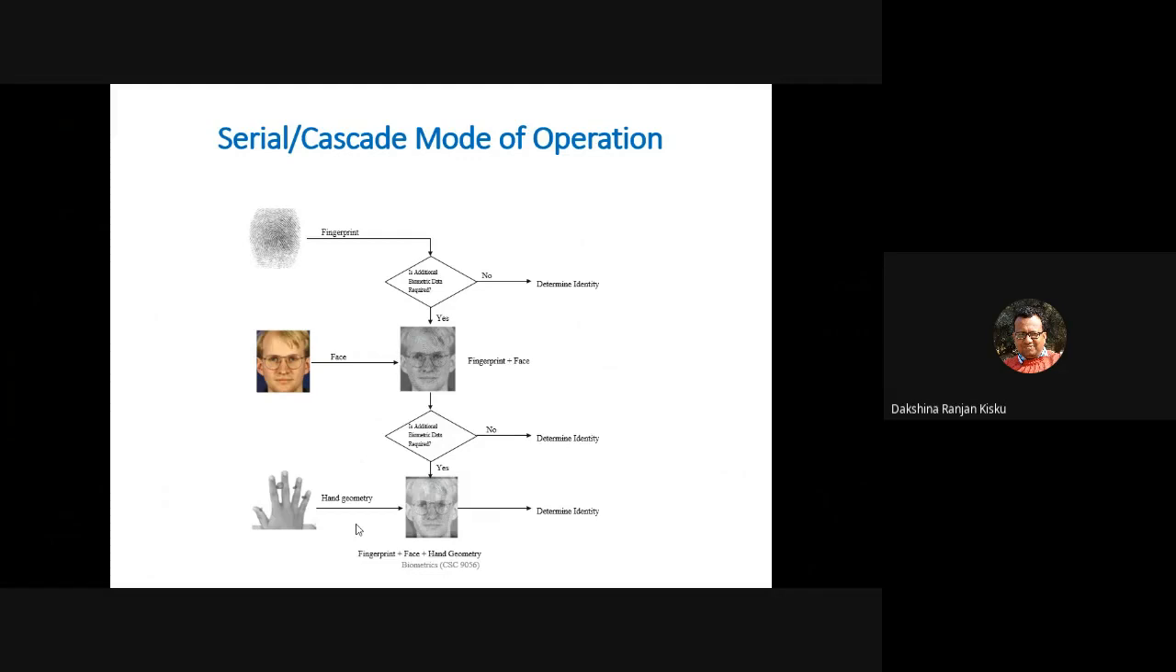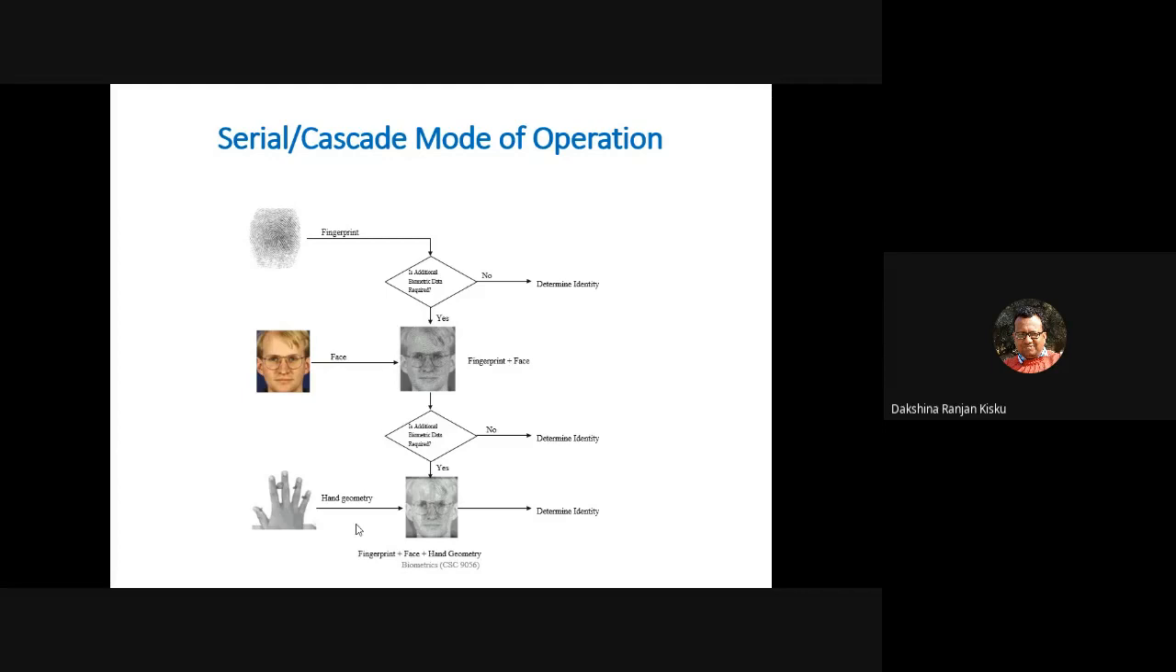Every biometric system produces some kind of proximity. Here we can see that three biometric traits are used: fingerprint, face, and hand geometry. For fingerprint, we are asking whether additional biometric data is required. Putting this multiple number of biometric traits together for authentication or identification, we can use these biometric systems independently. Whenever we use the fingerprint, we are asking whether additional biometric data is required or not.